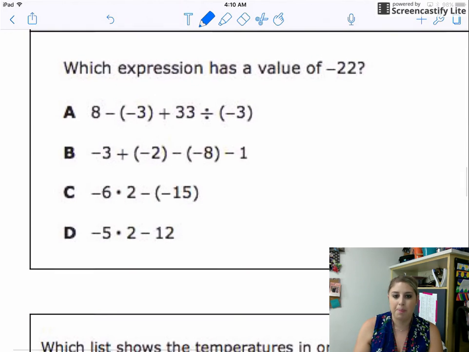Now is our challenge problem. And I call this our challenge problem because it's really like 4 problems in one.